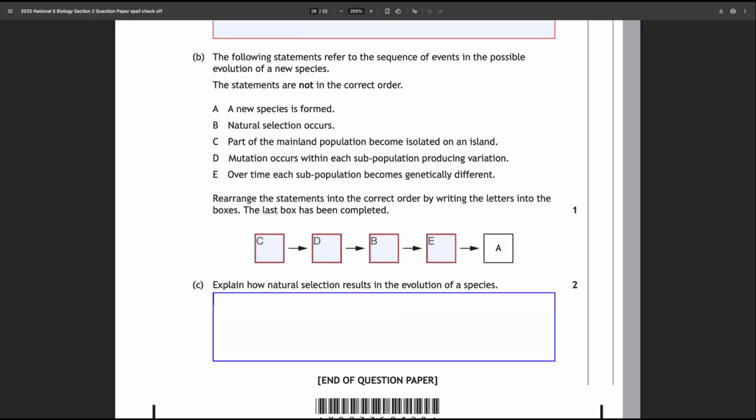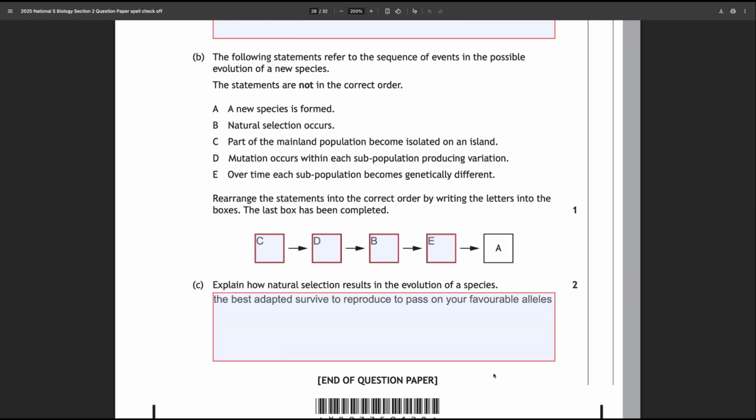So we have to explain for C how natural selection results in the evolution of a species. Now, natural selection is also called survival of the fittest. But what does it mean to be the fittest? Well, it means you are the best adapted individual within your population. And if you're the best adapted, you are most likely to survive and reproduce. And if you can survive and reproduce, then you're going to pass on your favourable alleles to the next generation, to your offspring. Or the mark scheme also allows you to say something along the lines of the number of favourable alleles will increase in subsequent generations or populations, or they'll increase in frequency within subsequent generations or offspring.